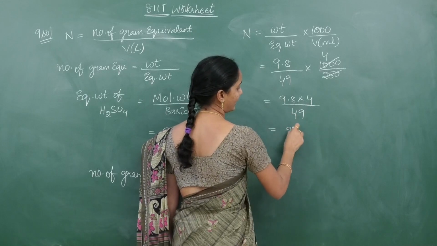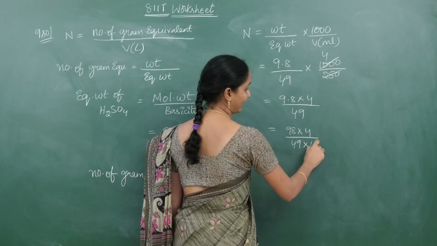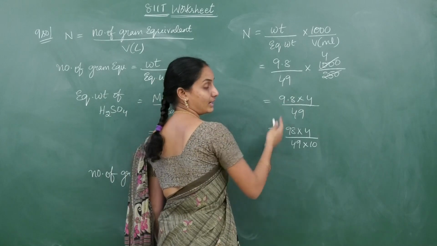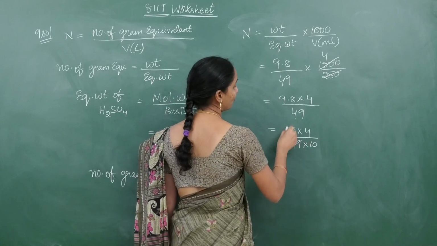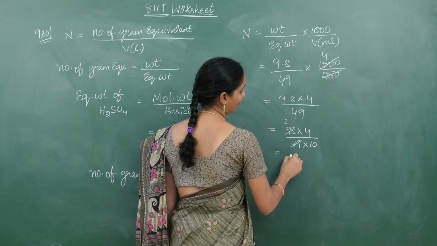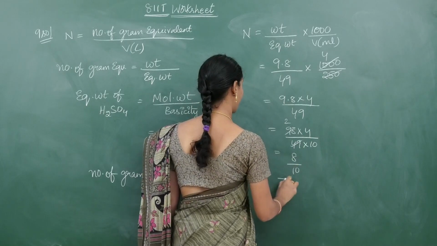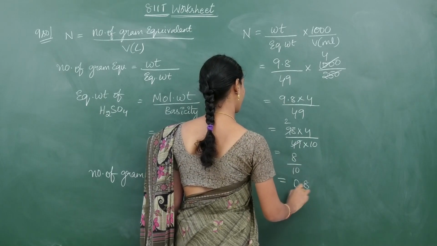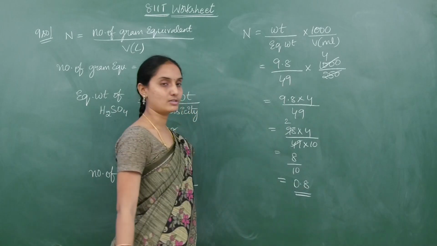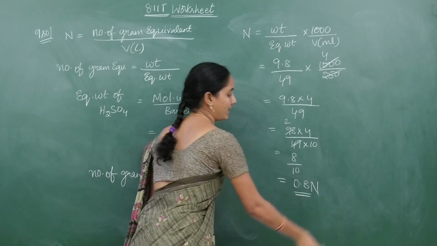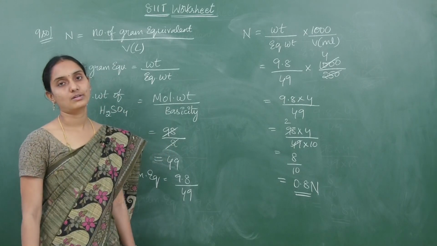So 9.8 can be written as 98 by 10, children. One decimal is there, no? So this goes 2 times. So 4 2s are 8 upon 10 we are left with. So 0.8 is the answer. So 0.8 normal is the answer, children.